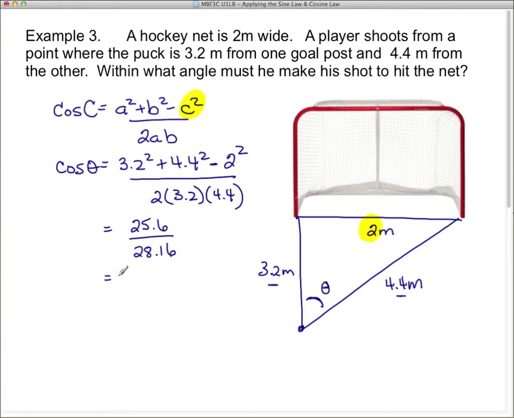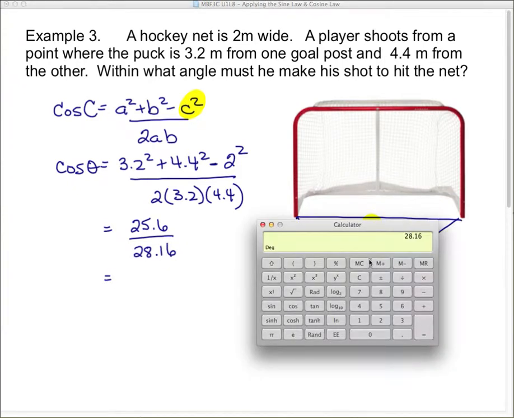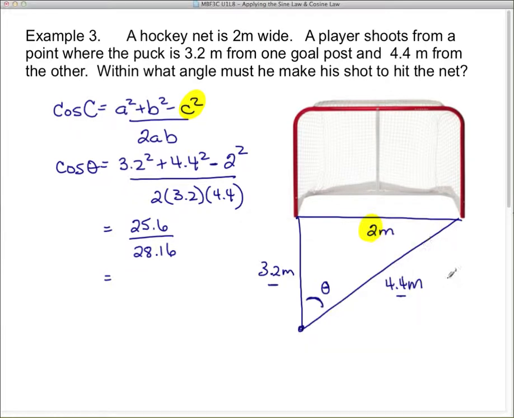28.16. Now I'm going to divide those and I'm going to get an answer that has 4 decimal places. So it's going to have more than that, but I'm going to keep 4 decimal places. 25.6 divided by 28.16 equals 0.9090. Now that is the cos of theta.